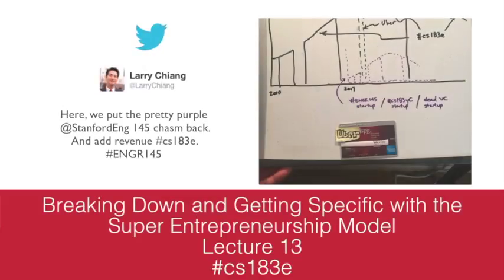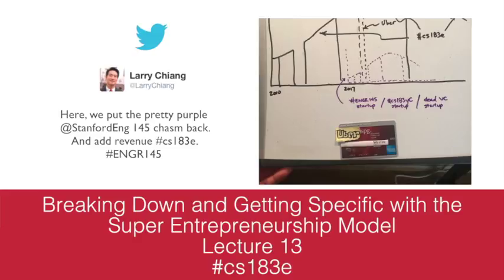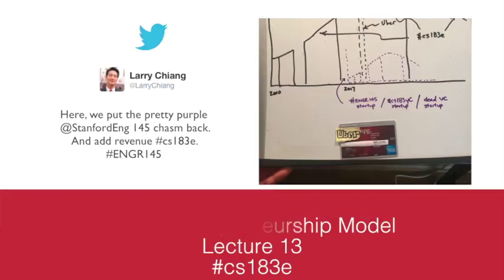Now let's put the pretty part of the chasm back and add in revenue. And coincidentally, there's an American Express card where you can get 35,000 SPG points that dovetails into an Uber, because Uber and SPG have an alliance where you get extra SPG points if you use Uber.